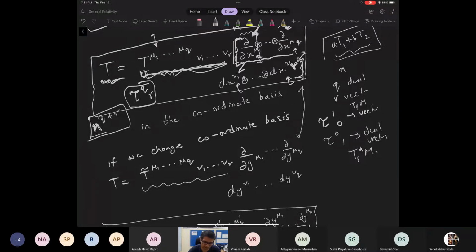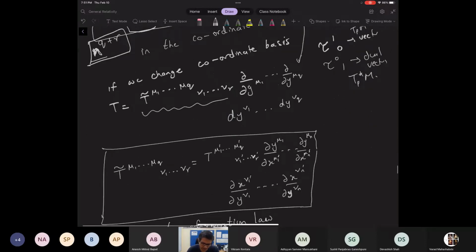How is this related to my old tensor, the original T coefficients, T mu1 through mu q, nu1 through nu r? Again, you would just have the simple rule that if it's an upper index, it's like a vector coefficient, and that particular index will transform like the rule for how vector coefficients transform. So it will transform as partial y mu1 over partial x mu1 prime, and I'll replace this by a mu1 prime. Similarly, all of these vector-like indices will have a vector-like transformation rule.